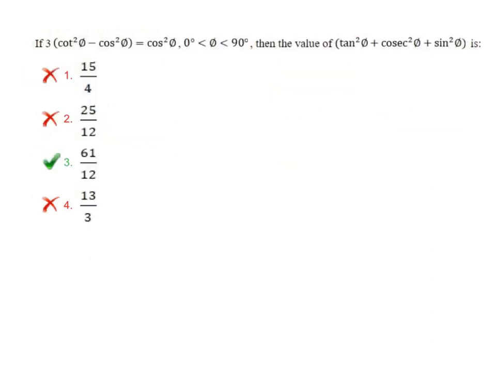If 3 into cot square theta minus cos square theta is equals to cot square theta, theta is in between 0 to 90, and then the value of the expression is asked. So take 3 to the right hand side and cos square theta to the left hand side. Cot square by cos square, I can say it is 1 by sin square minus 1 is equals to 1 by 3. So 1 by sin square is equals to 4 by 3. So sin square is equals to 3 by 4. So sin is equals to root 3 by 2, that is theta is equals to 60.